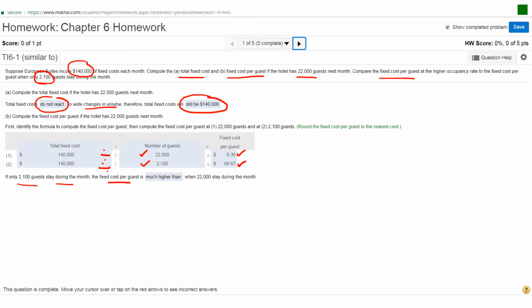So that's basically the key with production as well. Typically you want more volume. If you have a fixed cost structure, the more volume essentially reduces your fixed cost per unit.